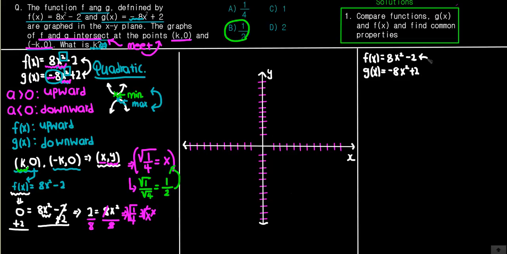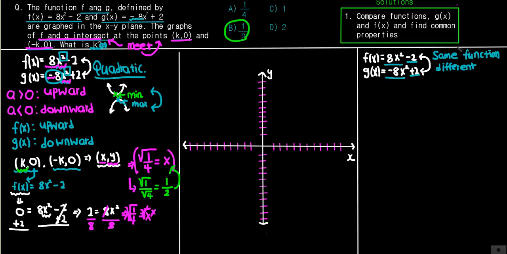Before we actually graph these functions, let's compare them to find the common properties. If we compare these functions, we can figure out that for f of x it is 8x squared, and for g of x it is negative 8x squared. And f of x has negative 2, and g of x has positive 2. If you think about it, the exact values are the same but the signs are different, which means it is going to be the same function, but different.